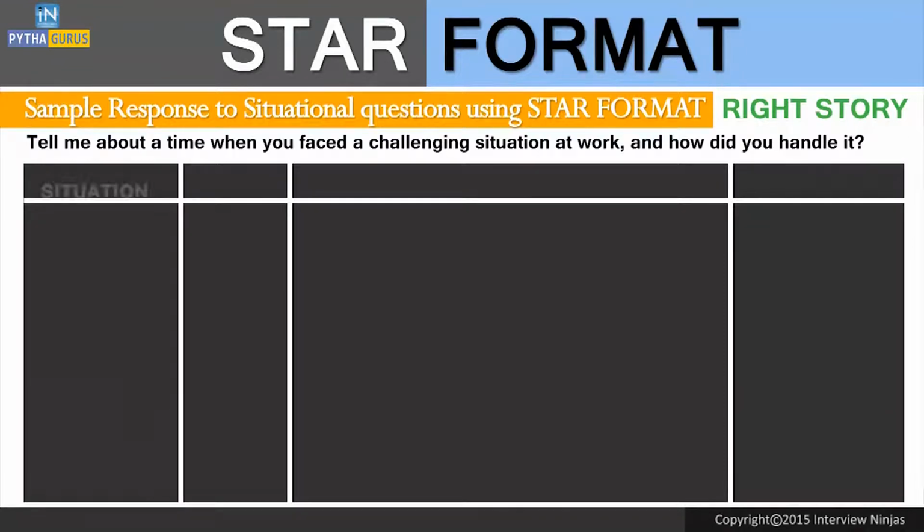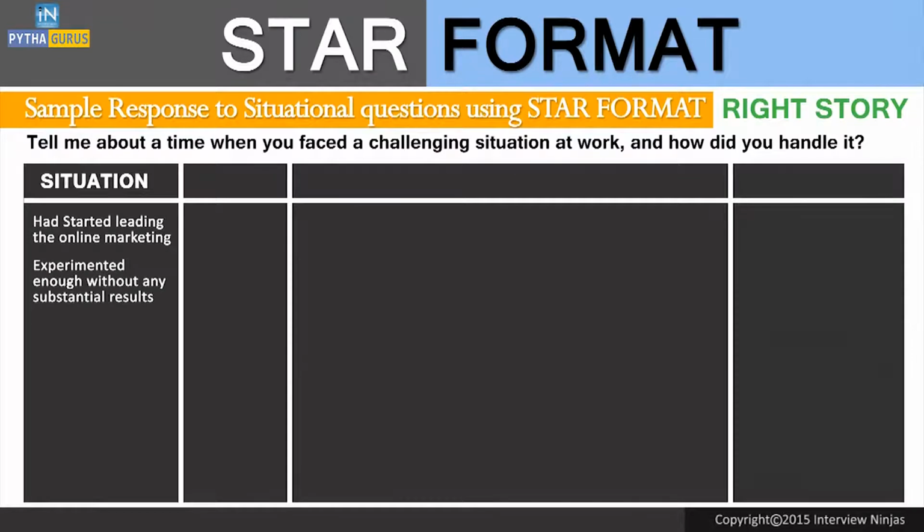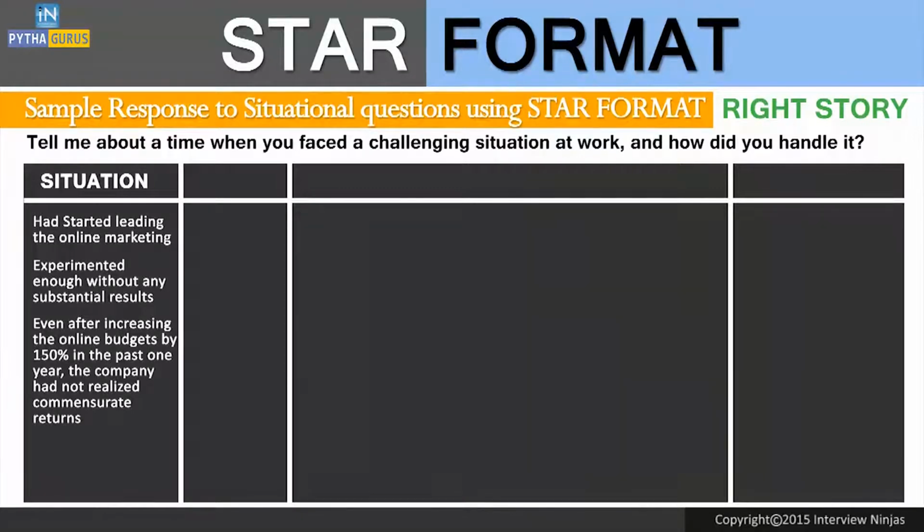So first, situation: I had just started leading the online marketing for ABC company, and before I joined the office, they had experimented enough without any substantial results. And even after increasing the online budgets by 150% in the past 1 year, the company had not realized commensurate returns and were planning to discontinue the sales of some of the product lines.